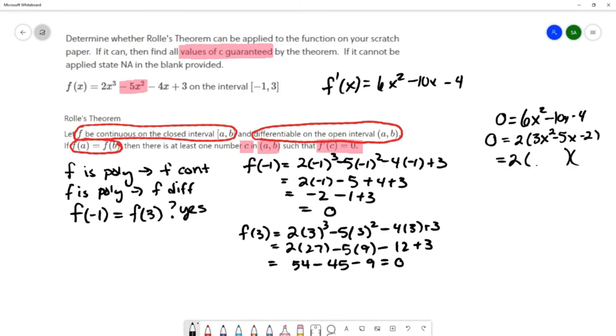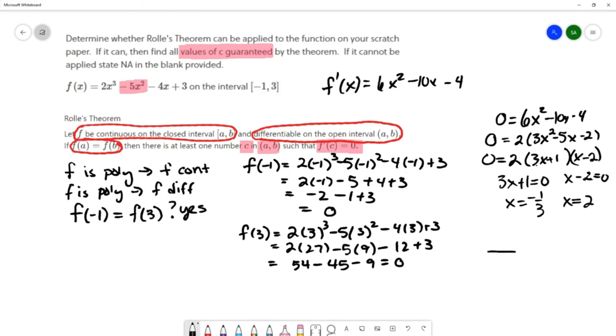And then I can factor this quadratic into 3x and x. I need a 2 and a 1, a minus and a plus. I'll be able to set each of these factors equal to 0. And that gives me x equals -1/3 and x equals 2. The final thing that I need to do here is to check to see if these values are in the interval that we're talking about.